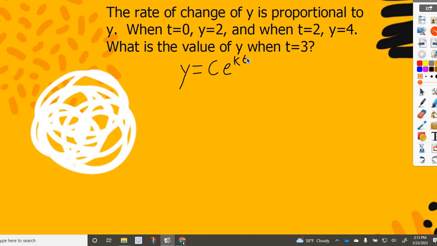Now, what's our end goal? What's next to the question mark? Find y when t equals 3.